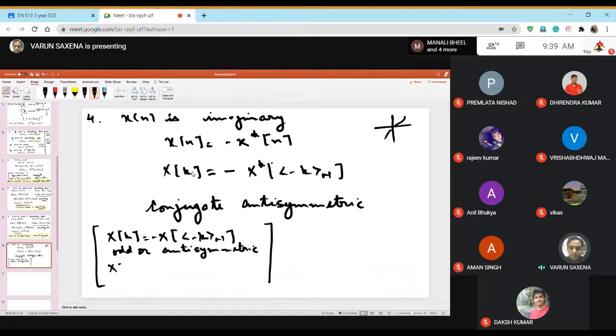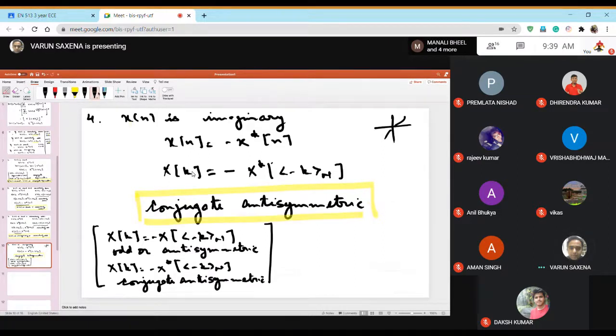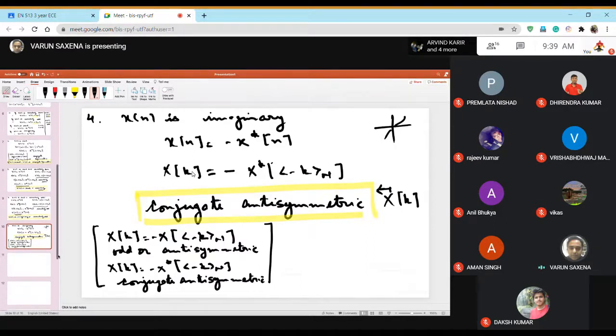So that means that if I put a conjugate sign here and I keep everything else the same, the word conjugate antisymmetric comes. So that means that now your xk is going to be conjugate antisymmetric. Okay. Now let's go to another case.